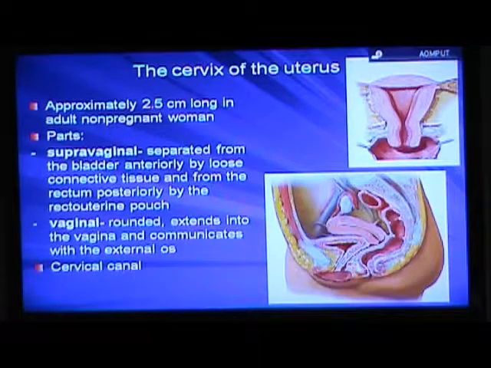The vaginal part of the cervix of the uterus is rounded and extends into the vagina and communicates with the external os. So the external os is here. Sometimes we put a stick here, so you need to write the external os of the uterus. The cervix of the uterus has a cervical canal, so also a stick could be put here, so you need to write the cervical canal of the uterus.